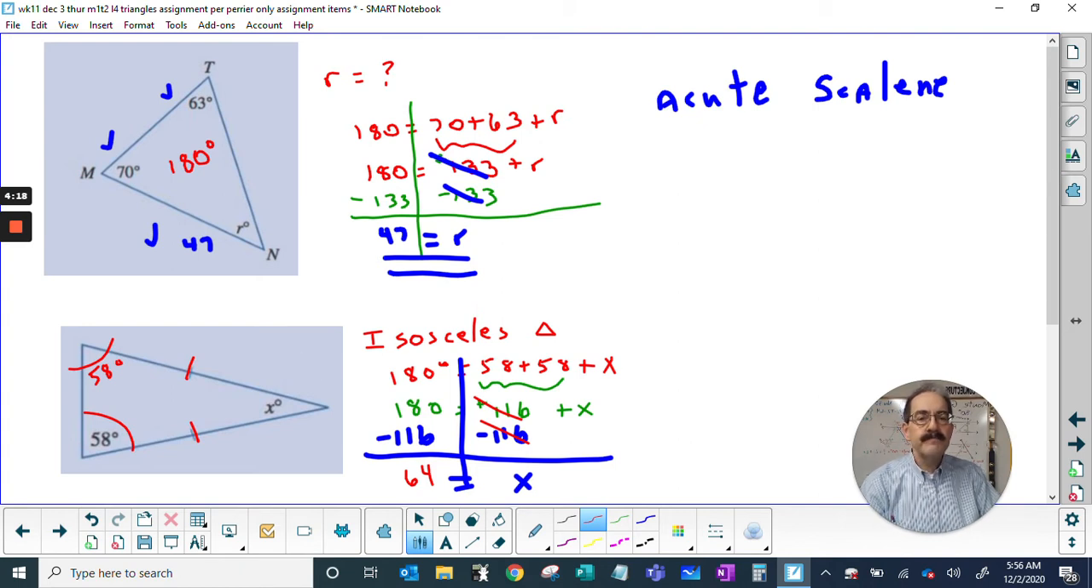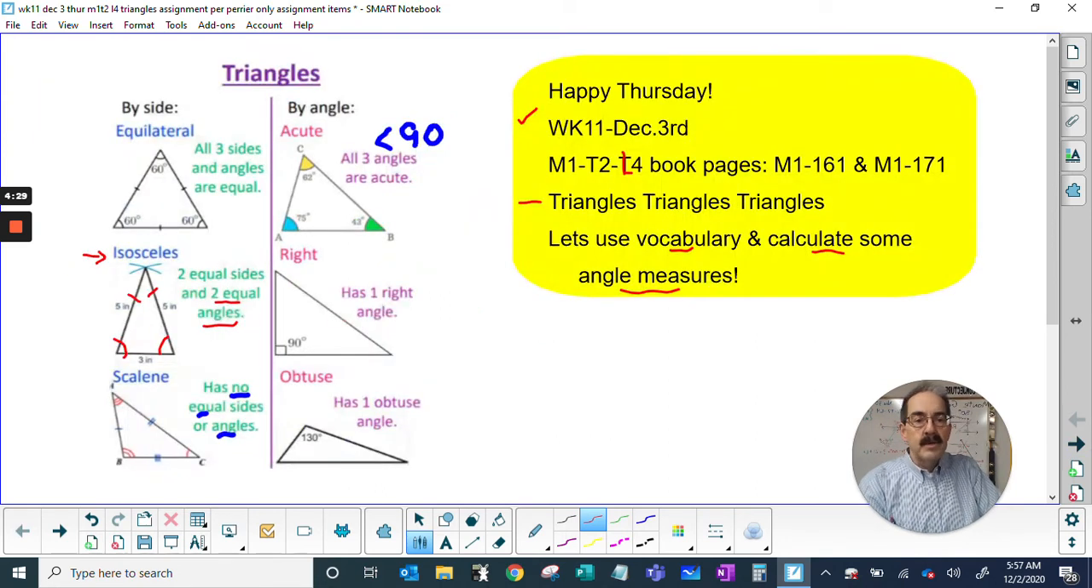All right, let's try one more. Isosceles, cool. Actually, we could go one step further, couldn't we? 64 degrees. So what do we know? They're all less than 90, so it's acute.